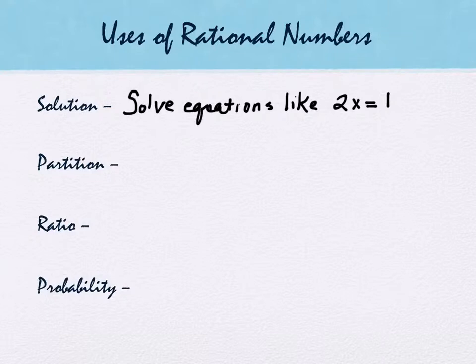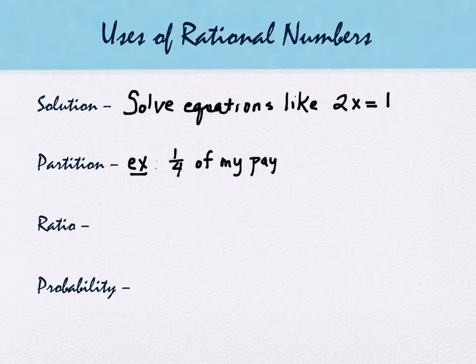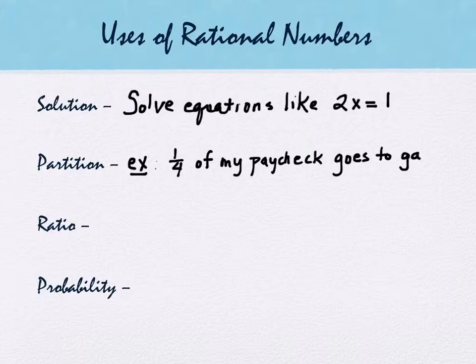Another use is partition. And so a partition is something like this. If we say 1/4, 1 out of 4, also known as 25%. We're not doing percents in here, but 1/4 of my paycheck goes to gas. Pays for the gas in my car. It is a partition or a portion of something else. Okay? So that's one use of fractions, is to use it for a partition, a portion of something else.